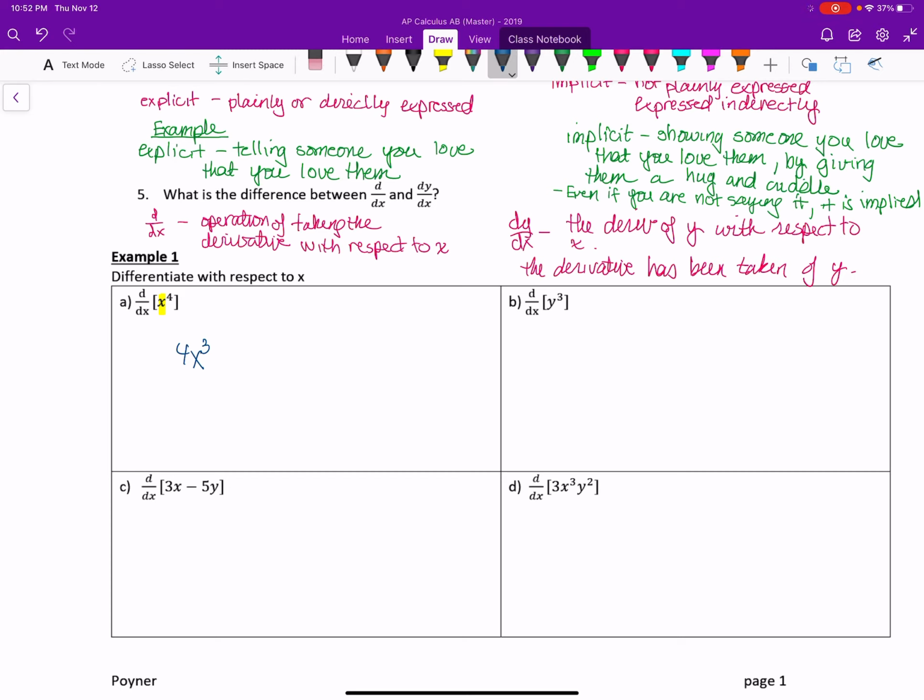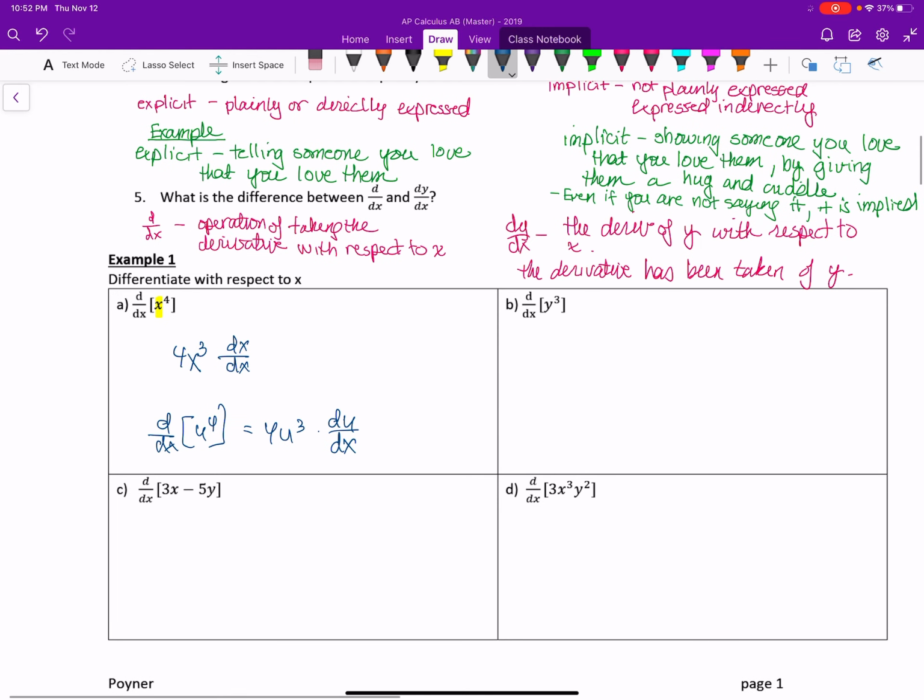Just like if we'd had u to the fourth and we did d dx of that, we would do 4u to the third times du dx, just like when we did the chain rule. In this case, well, dx over dx is just 1. That's why we tend to not write it. So we haven't written it so far because it's just going to be 4x cubed.